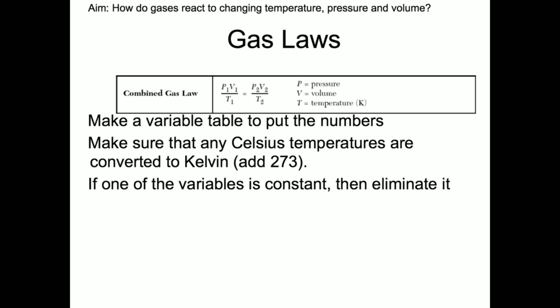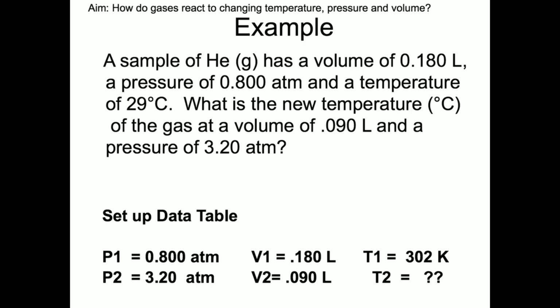The first step is we're going to make a variable table, just like we did in heat calculations. Then we're going to make sure we convert any temperatures that are given in Celsius to Kelvin. You can find this equation also on reference table T. Lastly, if any of the environmental conditions of pressure, temperature, or volume are constant, we will eliminate them. Together, we will solve 3 questions using the combined gas law. Then you will solve some by yourself.